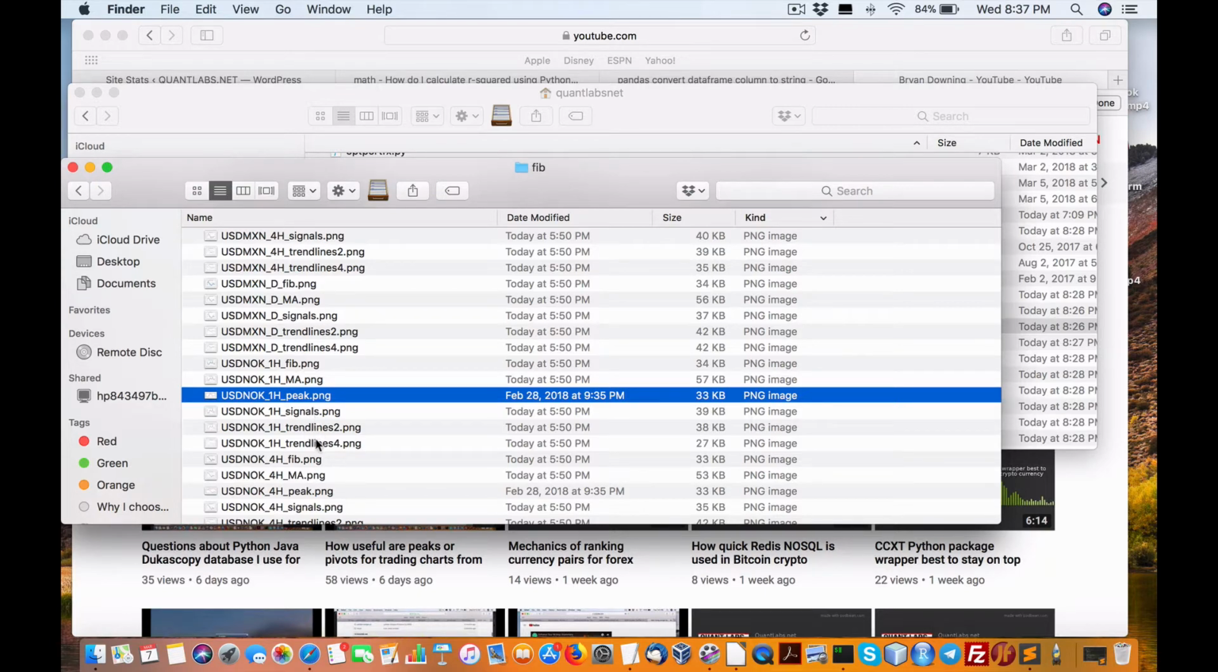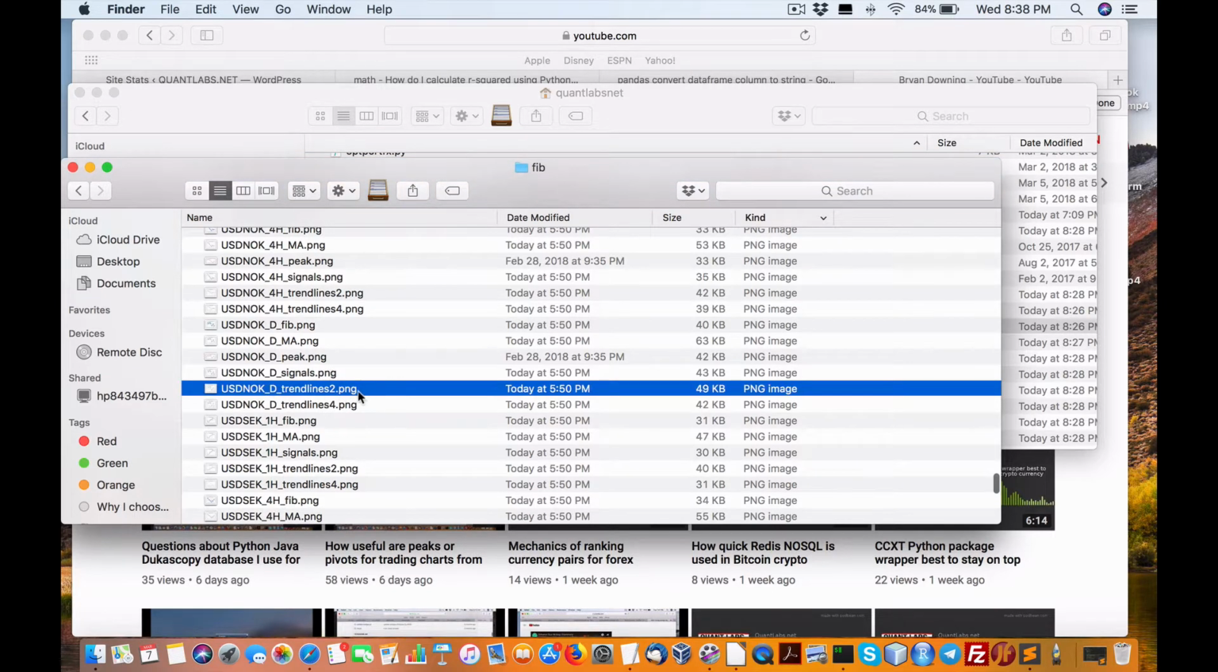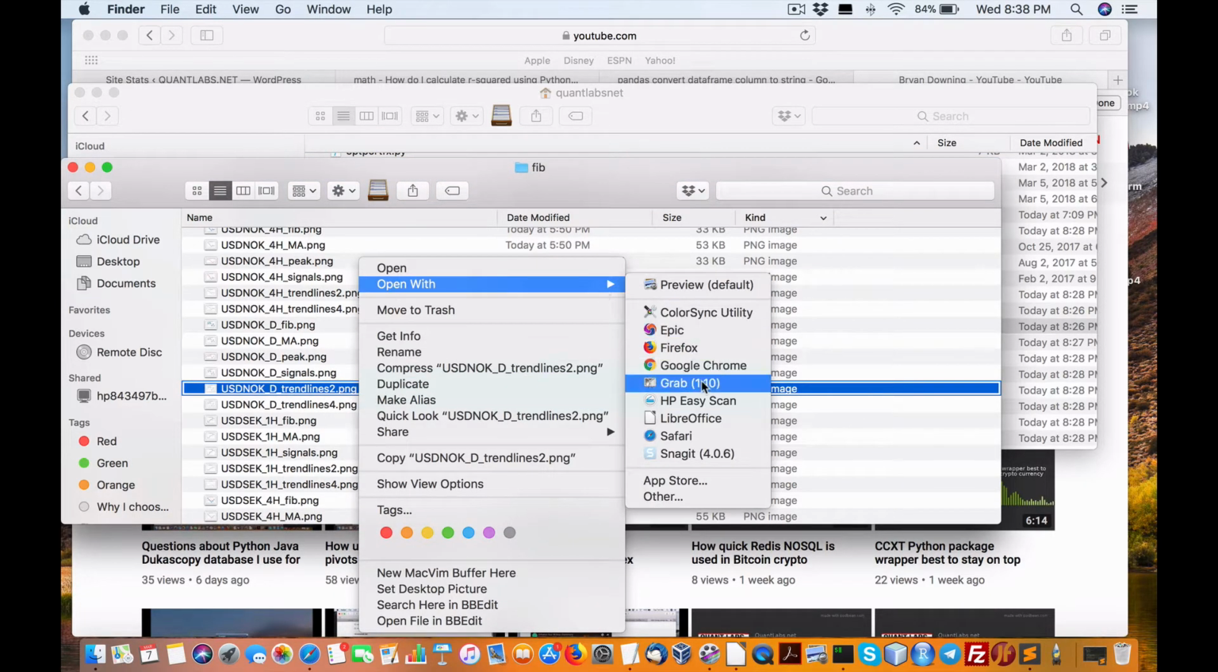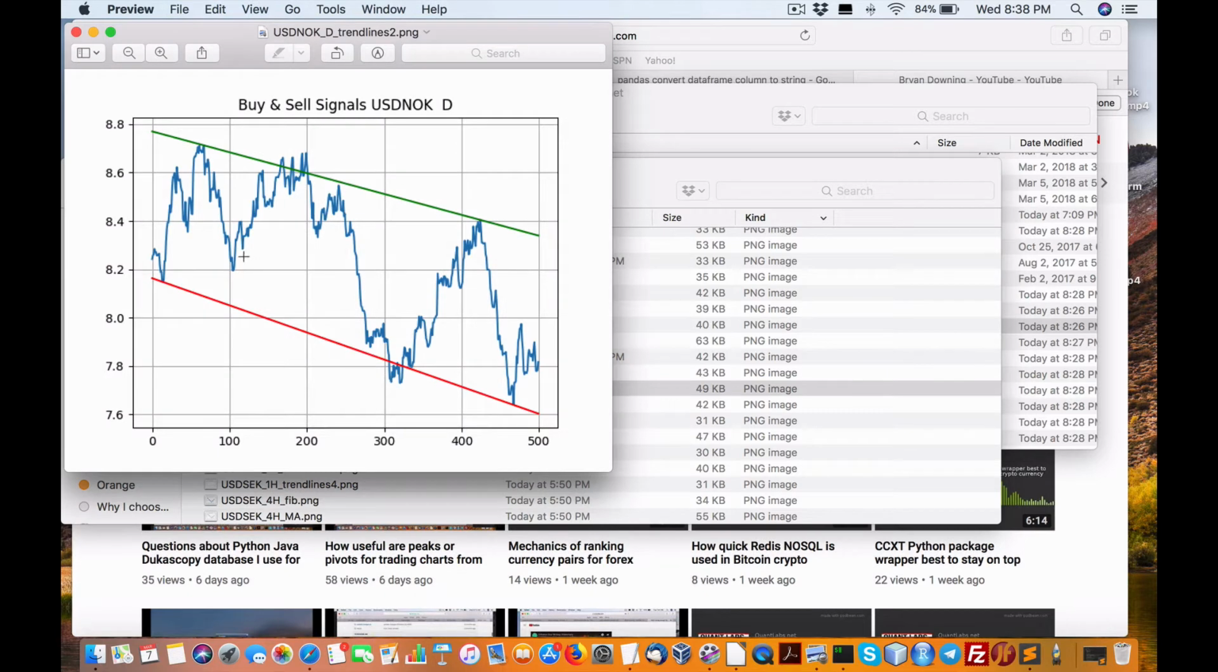So again, we have signals, trend lines, fib. That video for the February 21st will go through each of these charts. The ones that I usually put a lot of focus on is the trend lines one. And all that really is, if I can pull it up here, is this, where we're trying to get the green and the red to act like support and resistance. Now, as you can see, it goes back to the prior 500 trading days.